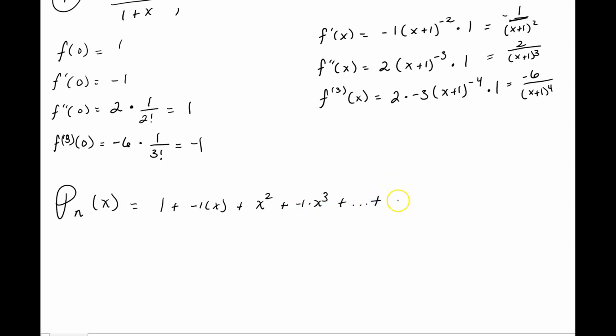So what does this look like? Well, it's a negative 1 to the nth power multiplied by x to the nth. So that right there should help you understand and interpret what the Maclaurin series here is. It is going to be from n equals 0 to infinity. It is negative 1 to the nth power x to the nth.